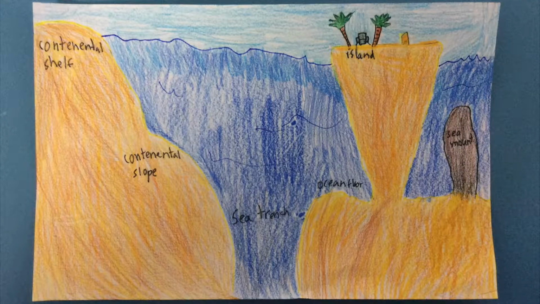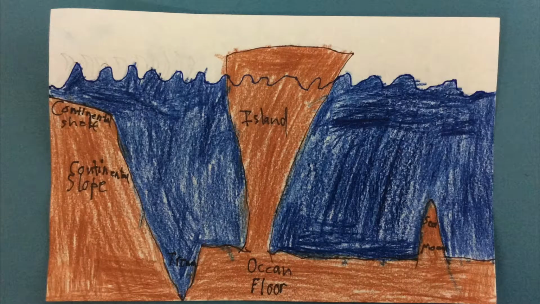The ocean floor is the bottom of the ocean. The ocean floor is not flat. On the ocean floor there are many volcanoes. The ocean floor has seamounts. A seamount is a mountain underwater. If the seamount goes above water, it's called an island.